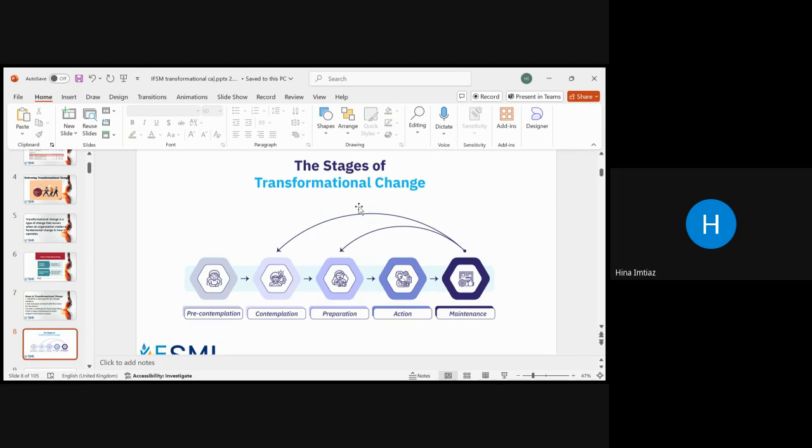Again, I want to tell you that there are different stages of the transformational change. First is pre-contemplation, and after that there is a stage known as contemplation. Then the third stage is the preparation. Fourth stage will be the action, and the fifth stage is the maintenance. But the first two stages, pre-contemplation and contemplation, are very difficult and need very hard work and proper planning.